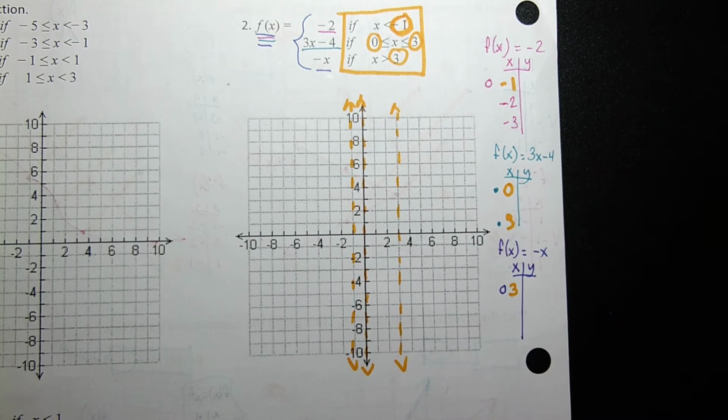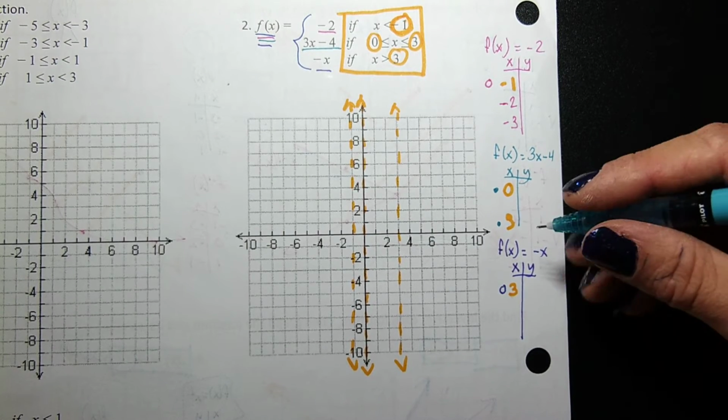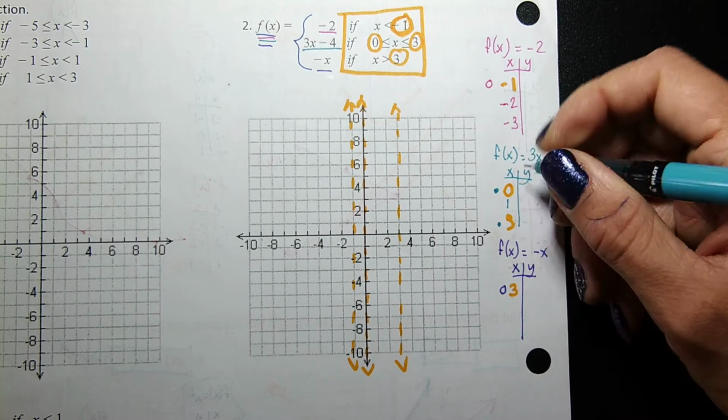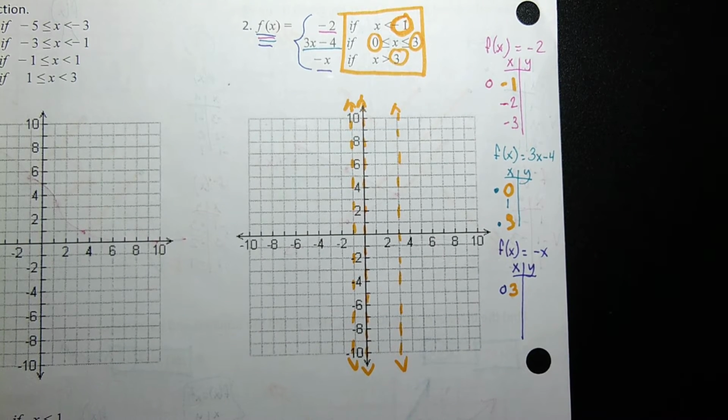For our next table, we want to choose another value that's between 0 and 3. What's sounding good? 2 or 1, doesn't matter which one you pick, but I wouldn't pick something like 2.5 just because it's gross. Keep the numbers simple so that they're easy to graph.